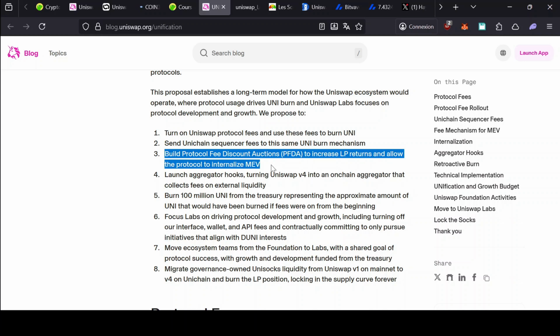They also announced a bunch of other things, including something I've never heard before, which is meant to compensate part of the transaction fees taken by the protocol. They call this the builder protocol fee discount auction. Essentially, it allows liquidity providers to earn a bit more money, kind of balancing out the loss due to the new fee switch. That's still a bit vague, so let's look at the concrete stuff for now.